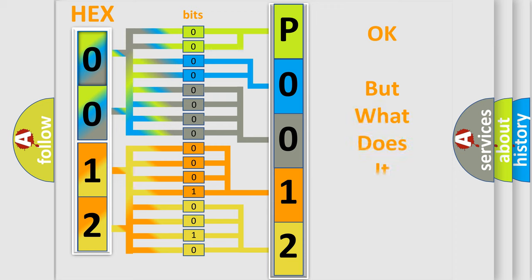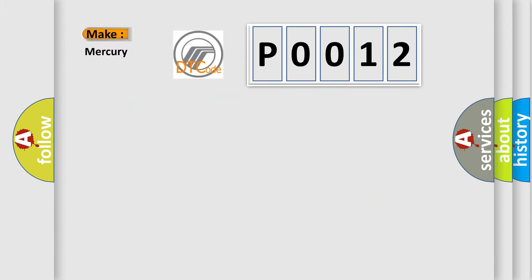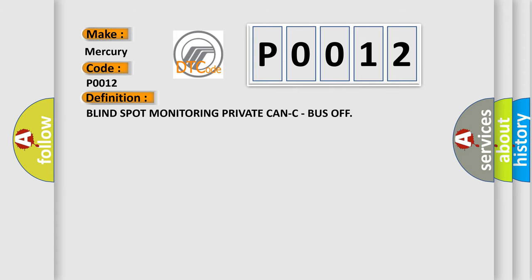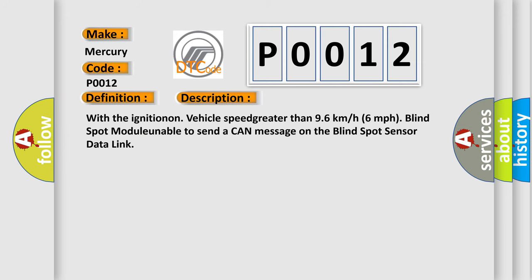The number itself does not make sense to us if we cannot assign information to what it actually expresses. So, what does the diagnostic trouble code P0012 interpret specifically for Mercury car manufacturers? The basic definition is blind spot monitoring, private CAN, bus off. And now this is a short description of this DTC code. With the ignition on and vehicle speed greater than 96 km per hour, 60 miles per hour, the blind spot module is unable to send a CAN message on the blind spot sensor data link.